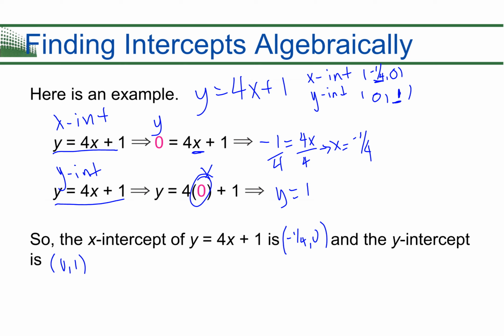Just be careful when you're working through this. Whenever you find your intercepts, go slow. Make sure you're plugging in 0 for the opposite letter and solve algebraically like you did in the very beginning of this lecture.